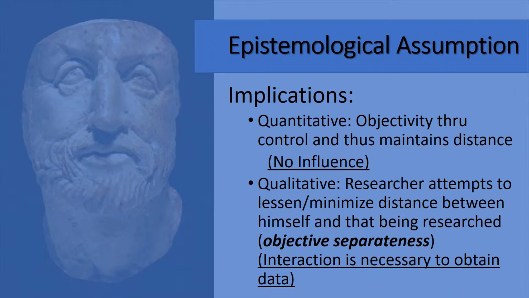Now, how do we apply this in practice? In a quantitative study, objectivity is sought, and therefore, we need to provide control. That is why we need to maintain distance, so that we will not have any influence over the participant's answer. In a qualitative research, the researcher attempts to minimize distance between the self and the object of inquiry, and we call this objective separateness. We need to interact so that we can obtain data.